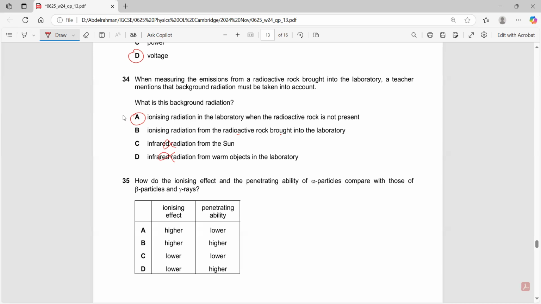How do the ionizing effect and the penetrating ability of alpha particles compare with those of gamma or beta? The ionizing effect of the alpha is higher, right? The penetrating ability of alpha is lower. It is A. Yes, it is A.